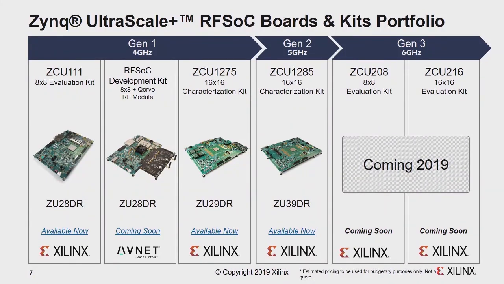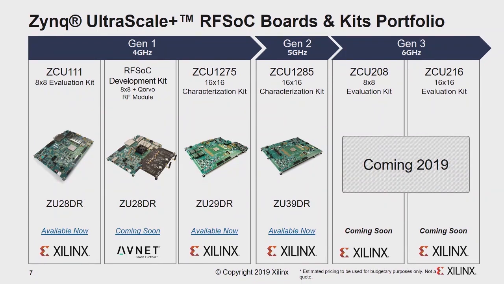We have what we call our characterization board. It's a ZCU1275. It's the only way to measure Gen 1 on a 16x16 configuration. The Gen 2, again, likewise is available on a 16x16 configuration, and kind of like a characterization kit. And what board you get is important because the software you get works on different boards. So it's a little bit of a challenge depending on what's available and what you want to do.